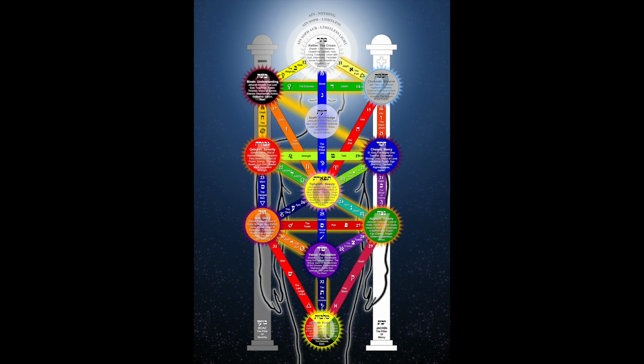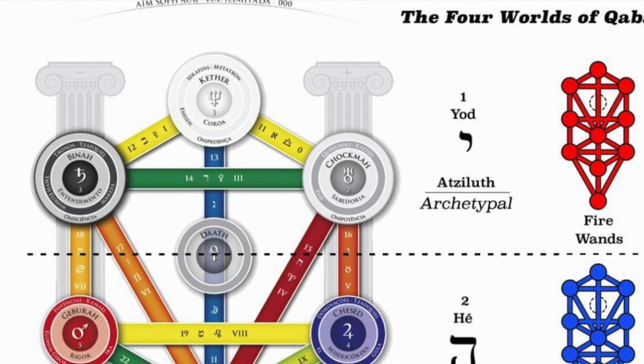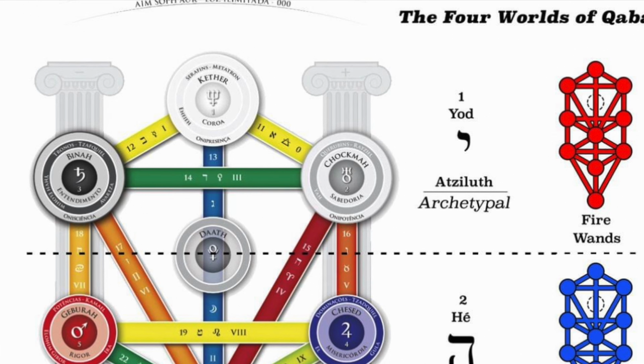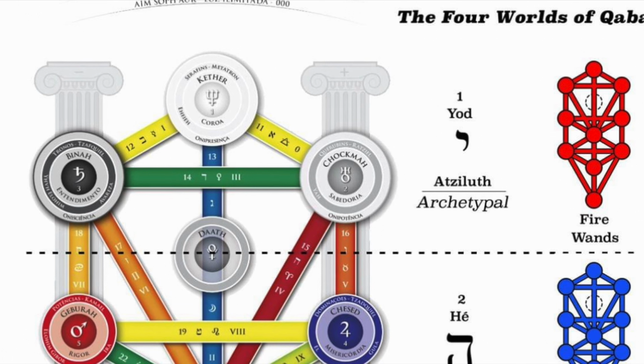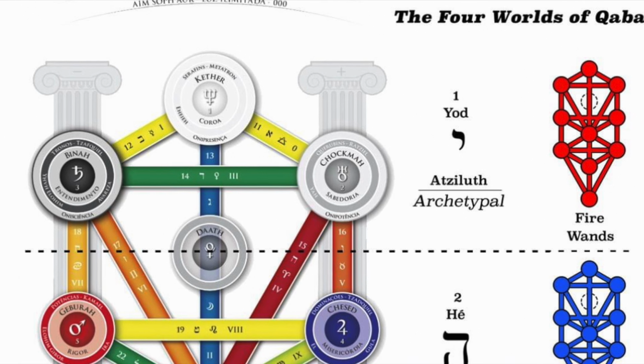Let's go ahead and dive into the 4 worlds of Kabbalah. The first world of Kabbalah is called Atziluth. The other name for this is the archetypal world, and this contains the first 3 Sefirot on the Tree of Life: the light of divinity, Kether, the wisdom, Chokmah, and the understanding, Binah.